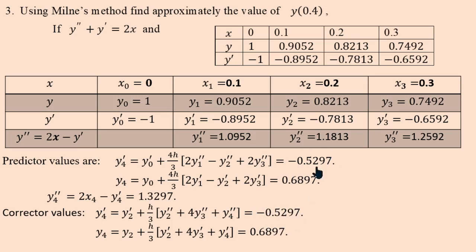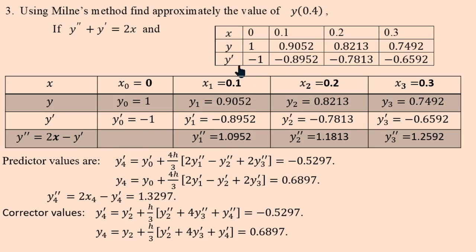Here also same, no need to worry. Now y4 is y2. y2 is 0.8213 plus 0.1 by 3, y2 dash is minus 0.7813 plus 4 into minus 0.6592 plus minus 0.5297, that is 0.6897. Here also we got the same value. So verify all these using a calculator.